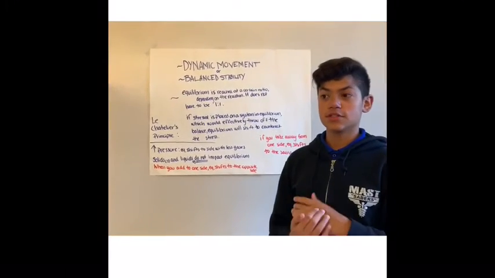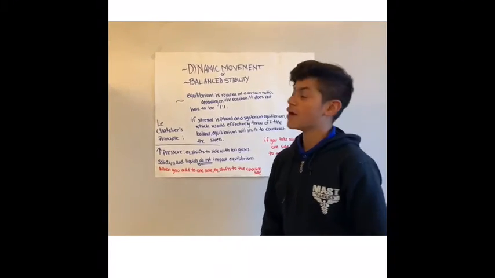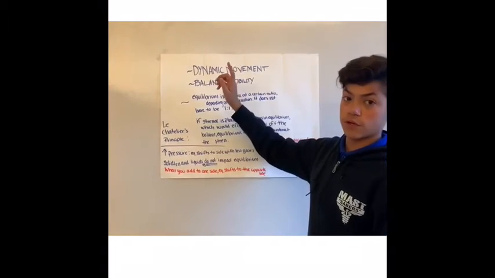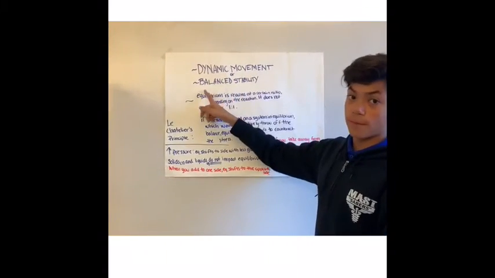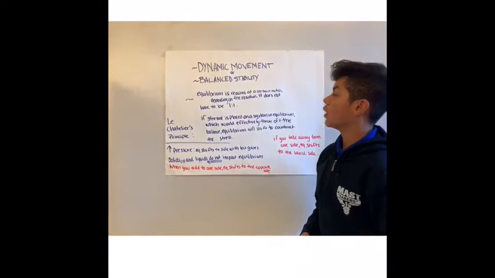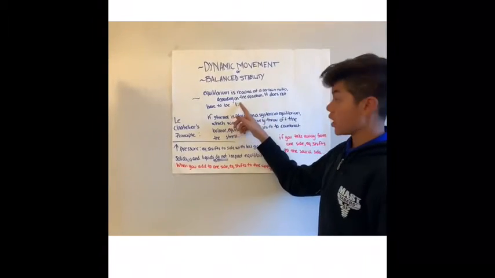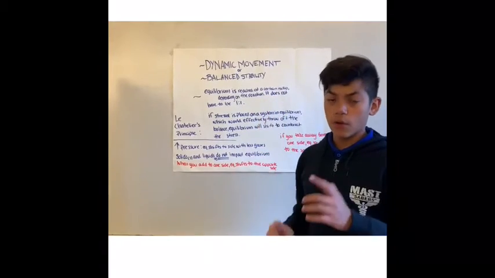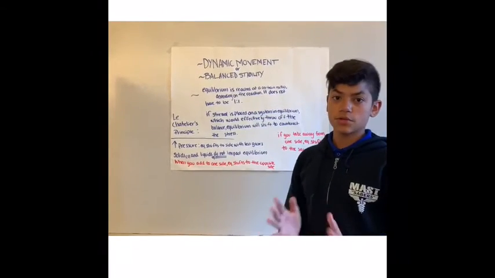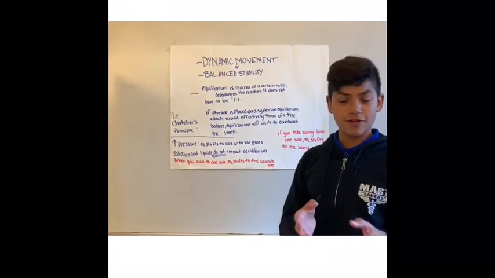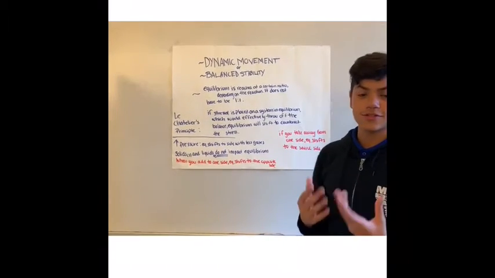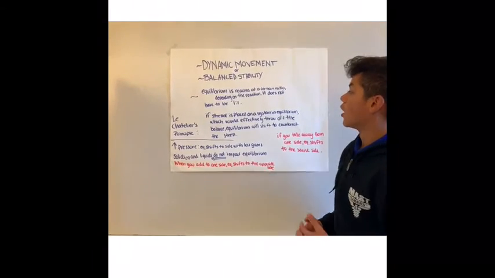So to start off this lesson, you have to know what equilibrium is. Equilibrium is referred to as dynamic movement or balanced stability. Also, equilibrium is reached at a certain ratio depending on the reaction, and it doesn't always have to be a 1-to-1 ratio. It could be 2 to 3, 5 to 5, anything else. It could be multiple ratios.